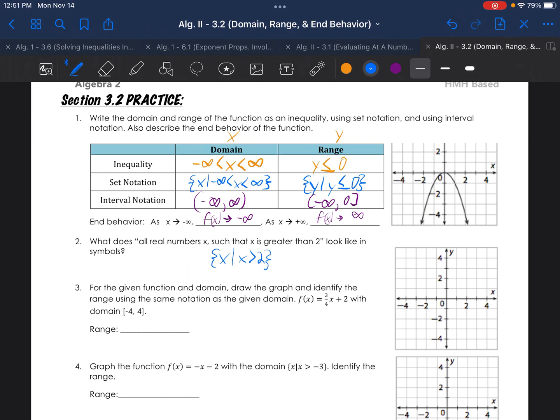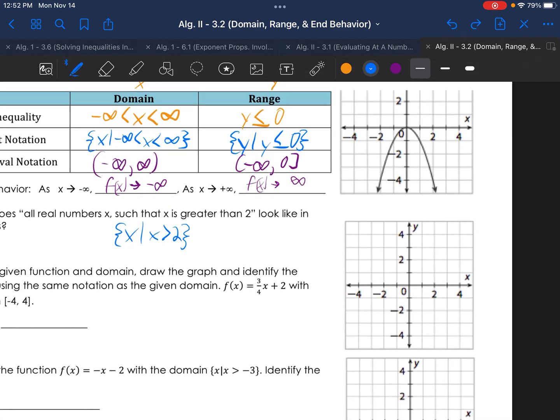Woo! All right, example 3. For the given function and domain, draw the graph and identify the range using the same notation as the given domain. So we're told this function f of x is equal to 3/4 x plus 2, but we're only told to graph on the domain negative 4, comma 4. So we're not wanting to graph everywhere. We're wanting to go to negative 4, including it, and positive 4, including it because they're brackets.